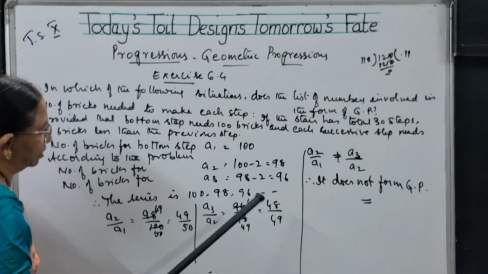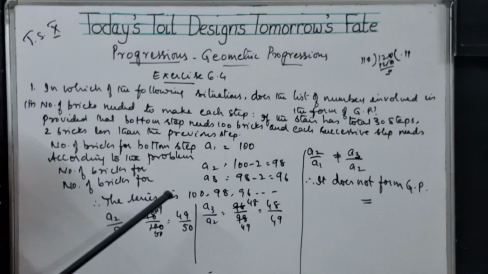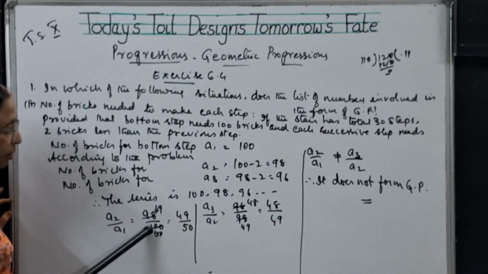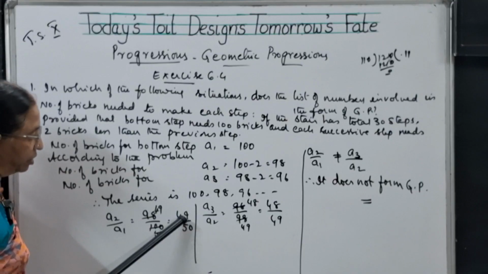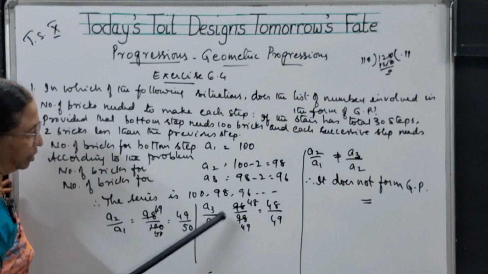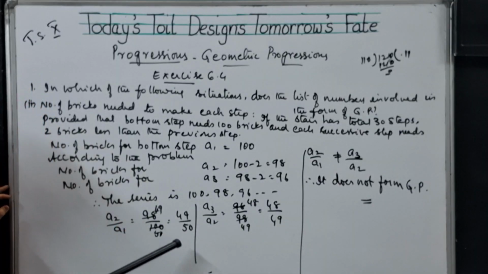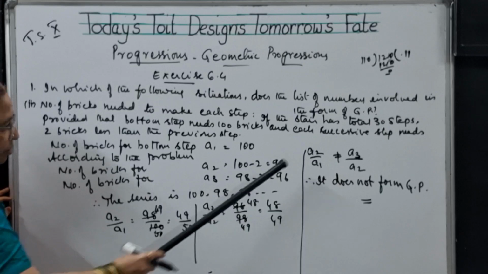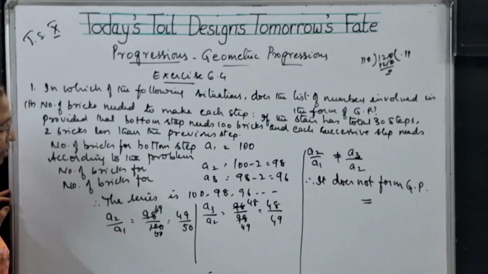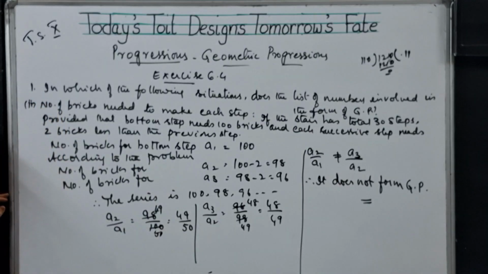So what is the series that I am getting? 100, 98, 96, and so on. Is it in GP or not? We have to find out. A2 by A1, 98 by 100, I have got it as 49 by 50. And similarly A3 by A2, 96 by 98, I have got 48 by 49. These two are not equal. That means A2 by A1 is not equal to A3 by A2. That means it does not form a GP. Please note it down, children. Second bit.